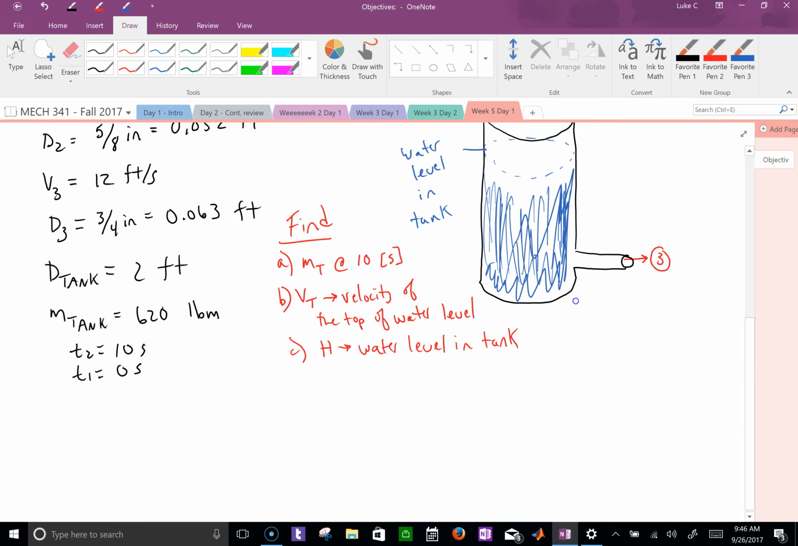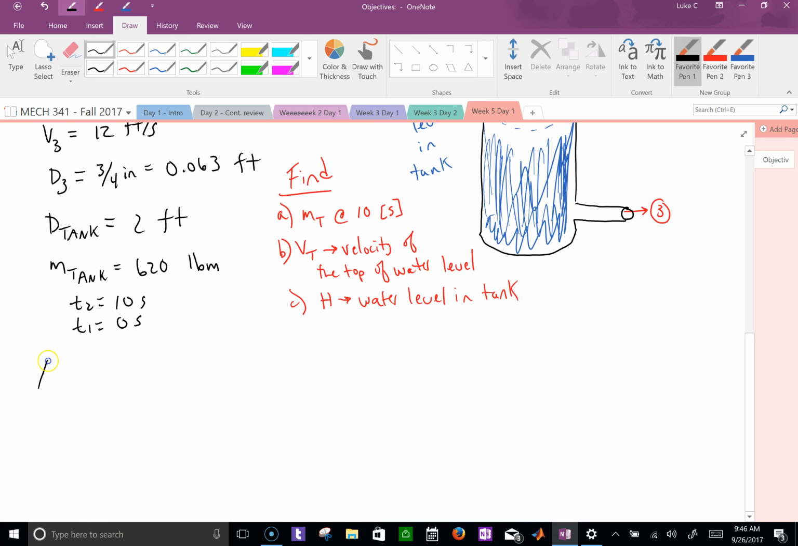So I think I can scroll down. Actually, we should do some assumptions. I think you're starting to learn what assumptions are, which is really good. What do you think one of them is? Incompressible, yeah, good call. Is it steady flow? Yeah, we just have steady. It's not steady state because the water level is changing as a function of time.